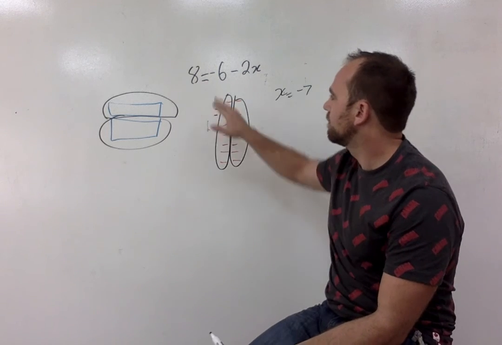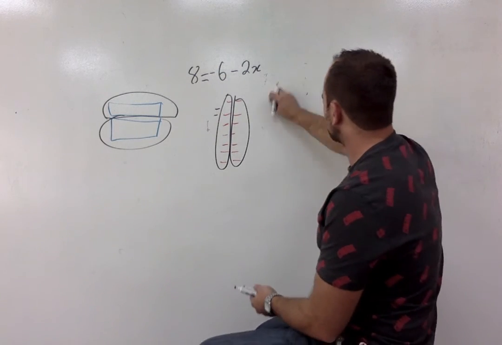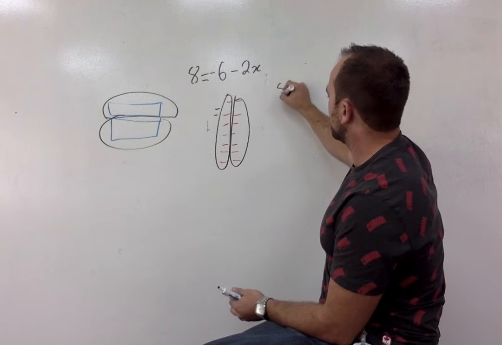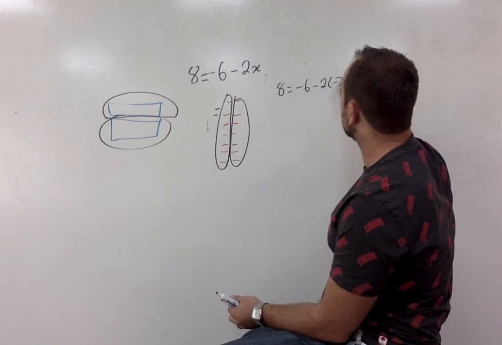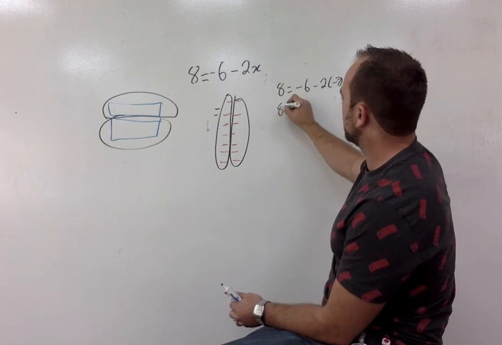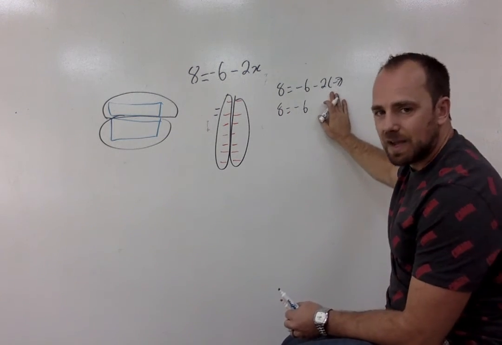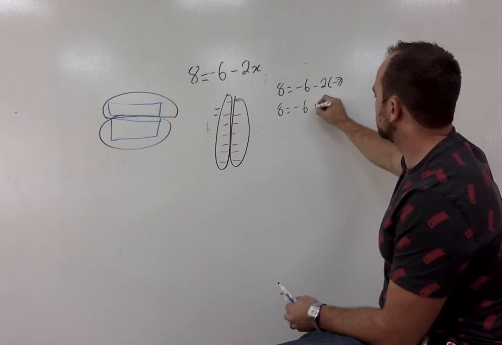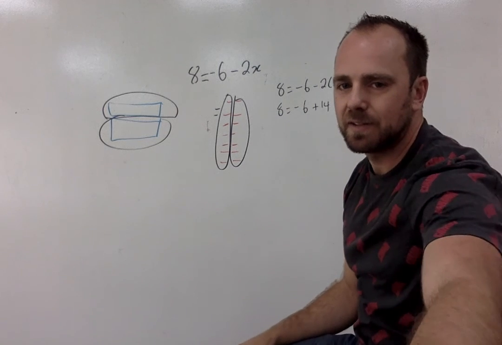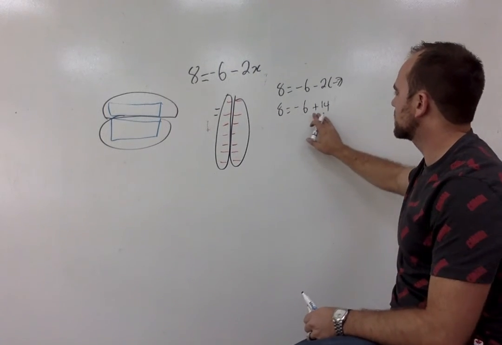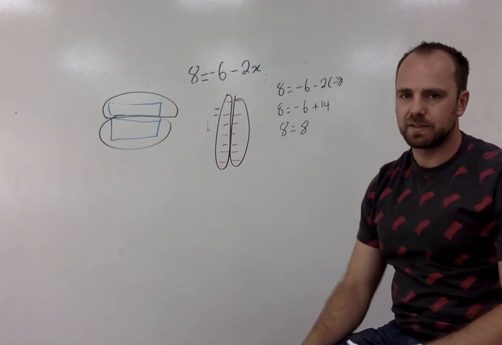Sorry, that's a lie. Let me rewrite this out. If I'm saying 8 equals negative 6 minus 2 times negative 7, I'm going to have 8 equals negative 6, and negative 2 times negative 7 equals positive 14. So now I have 8 equals negative 6 plus 14, so 8 equals 8.